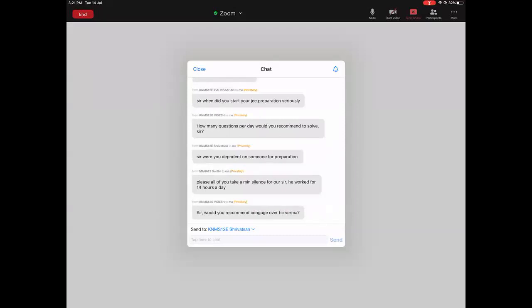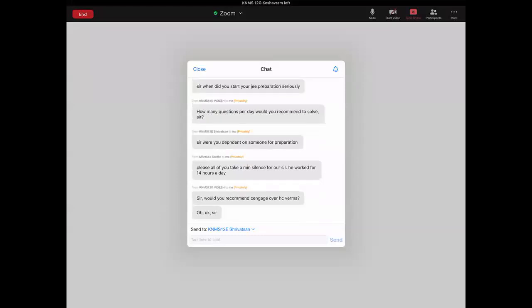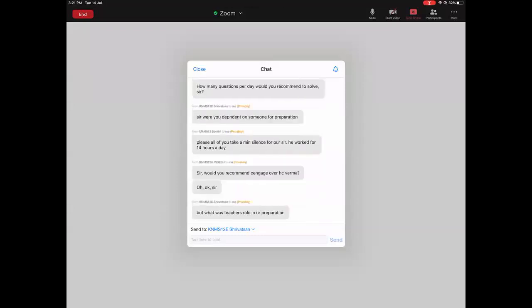No, I won't recommend Cengage over HC Verma. I don't like Cengage, nor do I like HC Verma for that matter. But yeah, HC Verma is still better than Cengage. I don't like Cengage because Cengage gives everything to you as a theory. See, the difference is that Cengage gives you a lot of formulas. You can't remember those formulas.